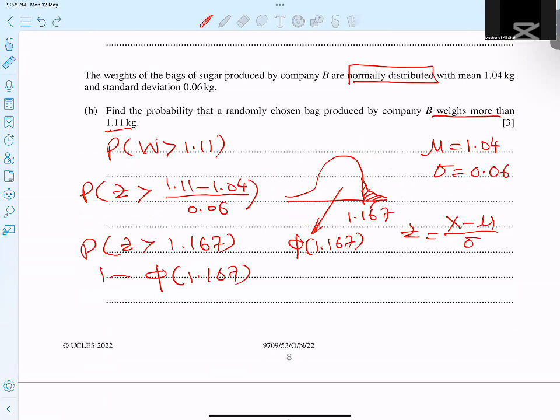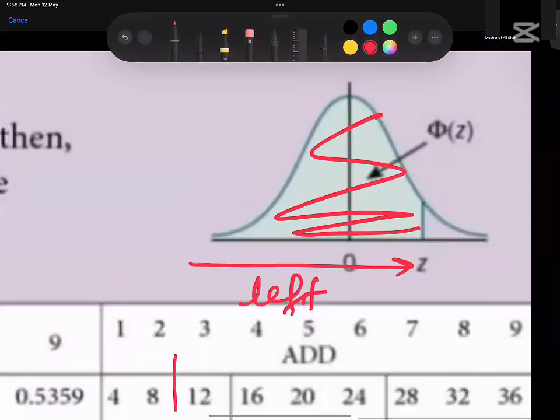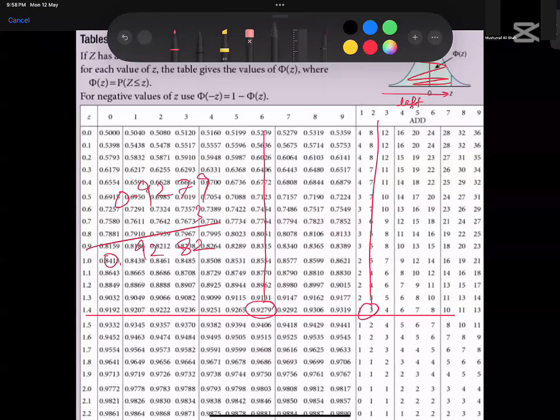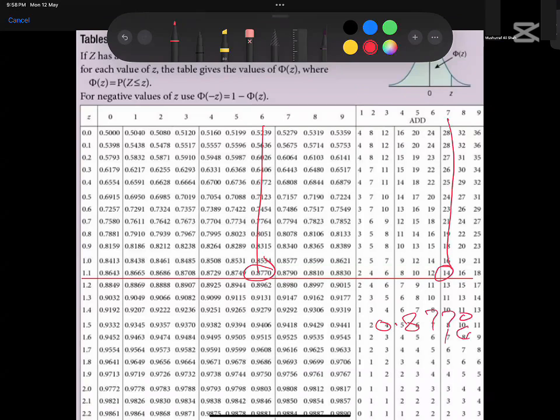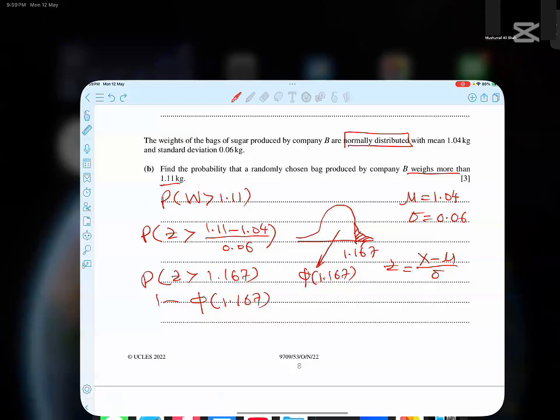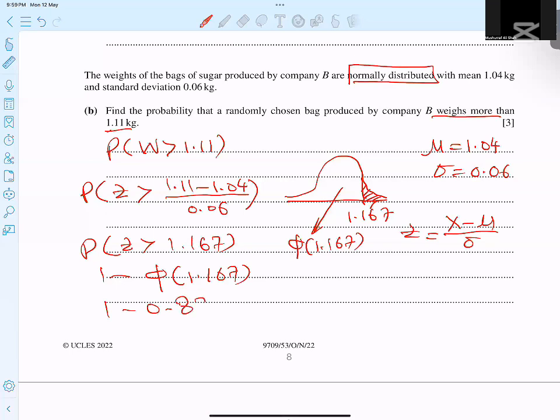Now if I see the table for 1.167: 1.16 from here and 7 from here. So 0.8770, and I add 14, which gives 0.8784. After subtracting from 1, I got 0.122. So this is the probability.